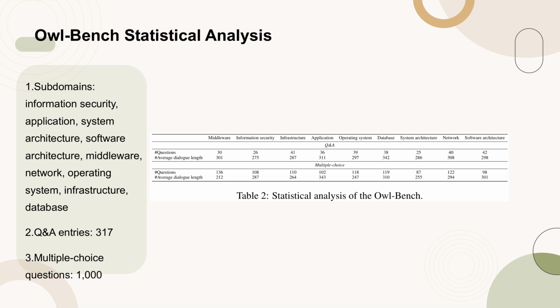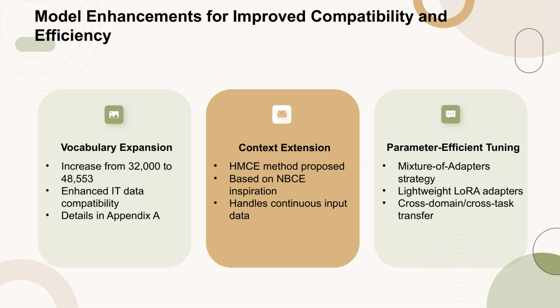This statistical breakdown is crucial for understanding the breadth and depth of the OWLbench, which aims to comprehensively assess model performance in real-world industrial scenarios. To improve compatibility with both natural language and IT-related data, the authors expanded the word vocabulary size from 32,000 to 48,553. This expansion enhances the model's ability to handle IT operation data.